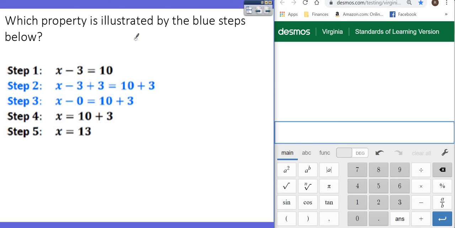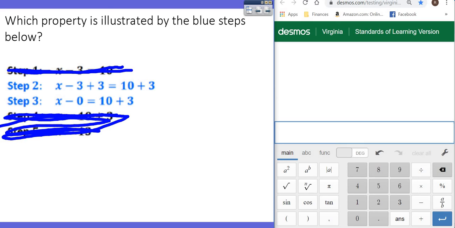Which property is illustrated by the blue steps? So let's get rid of everything that's not blue because it does not matter and it just makes us nervous. Okay, so let's look at it. Step 1. Well, the 3, the plus, the 10, they're all the same. I don't think we're looking at that side. We're looking at the other side. It says x minus 3 plus 3. And then you move down and you've got x minus 0.